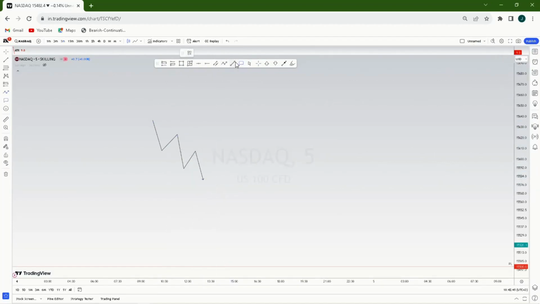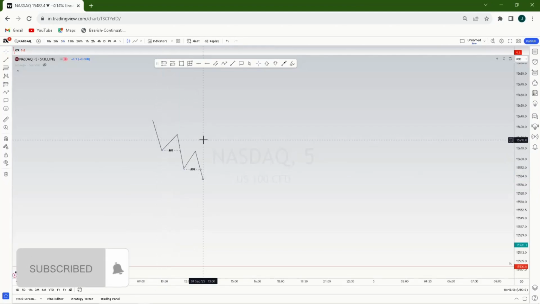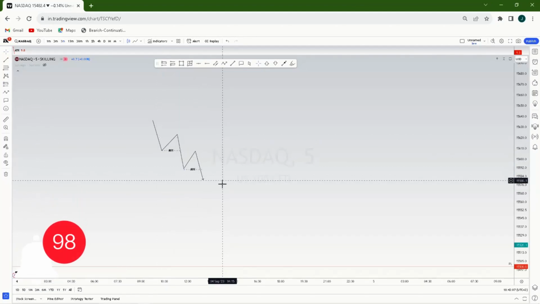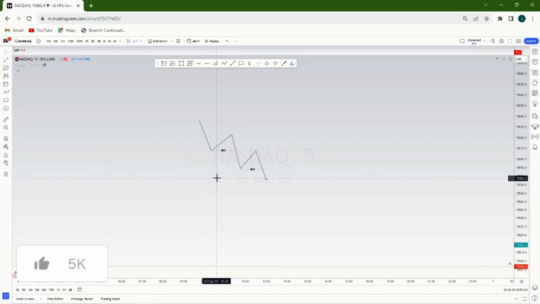Why? Because I'm seeing here break of structures. You can see this is a break of structure, which you can call a break of support in price action traders. We can call this also break of support. And if you see consecutive breaks of support, guys, what you need to do is follow the trend of the market.